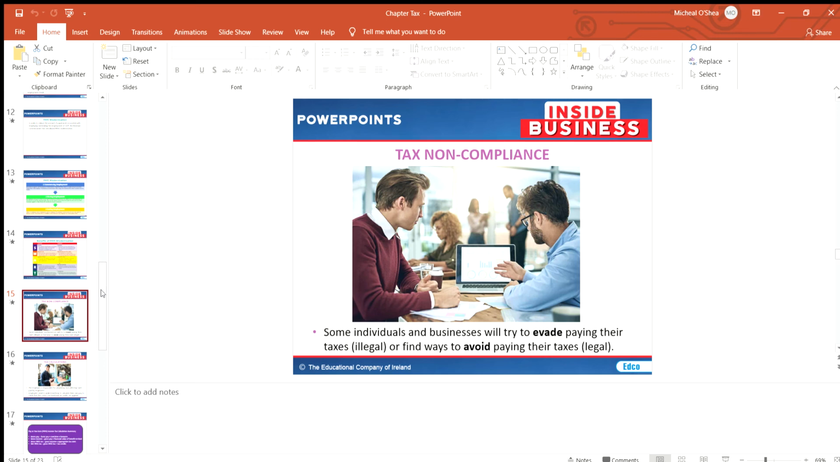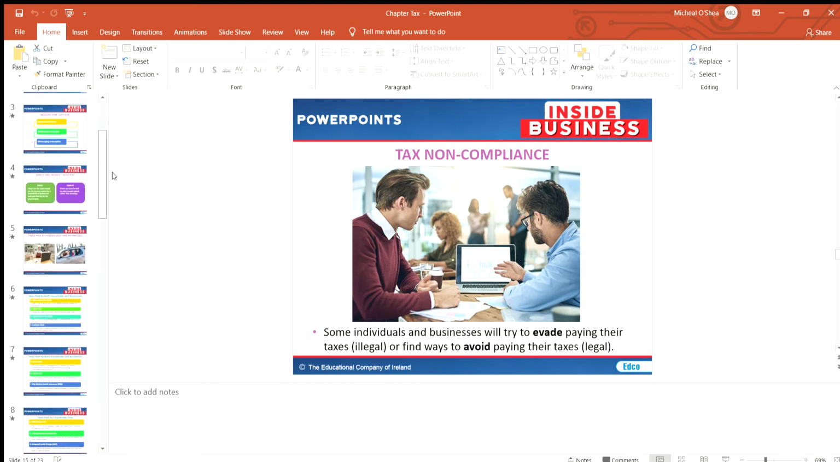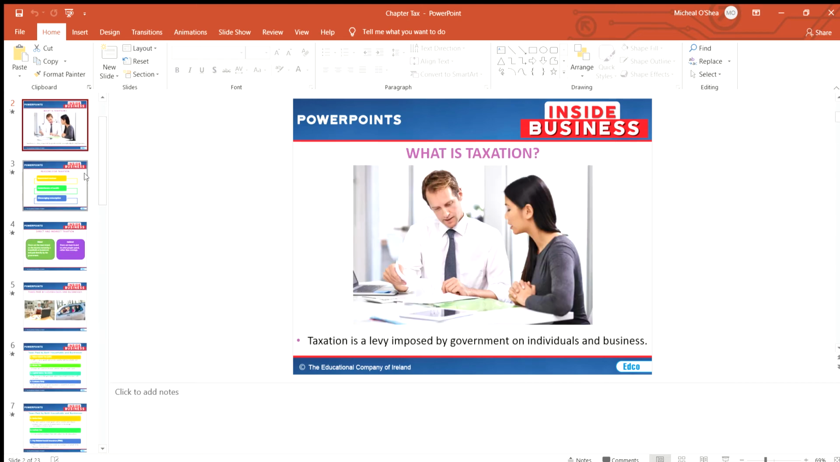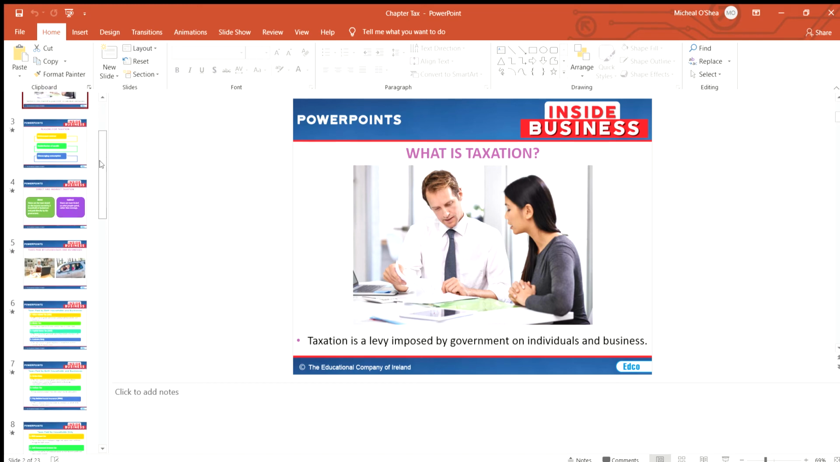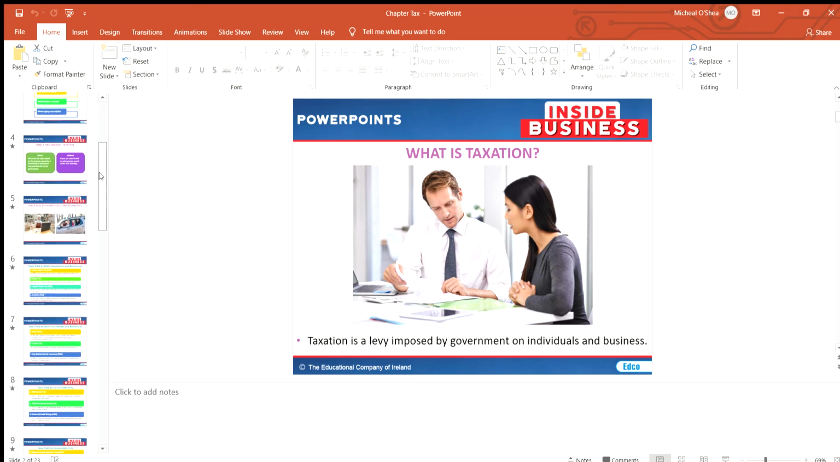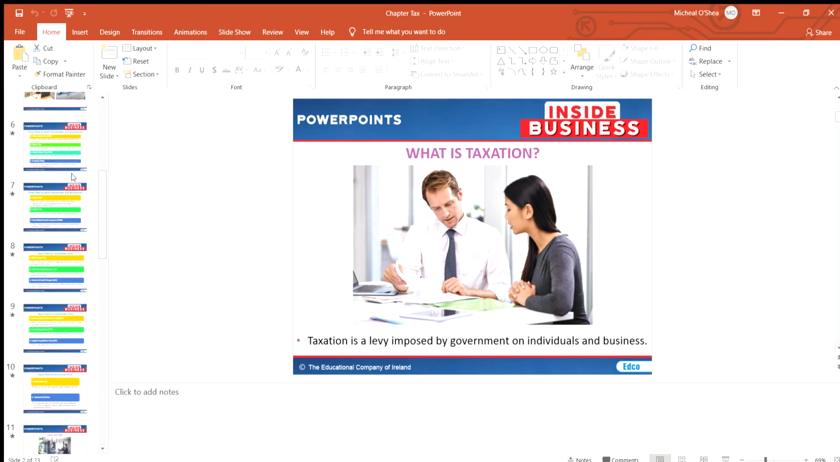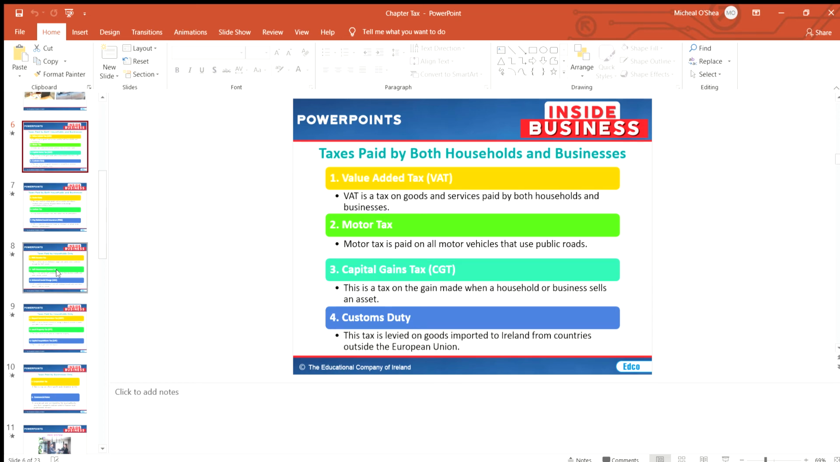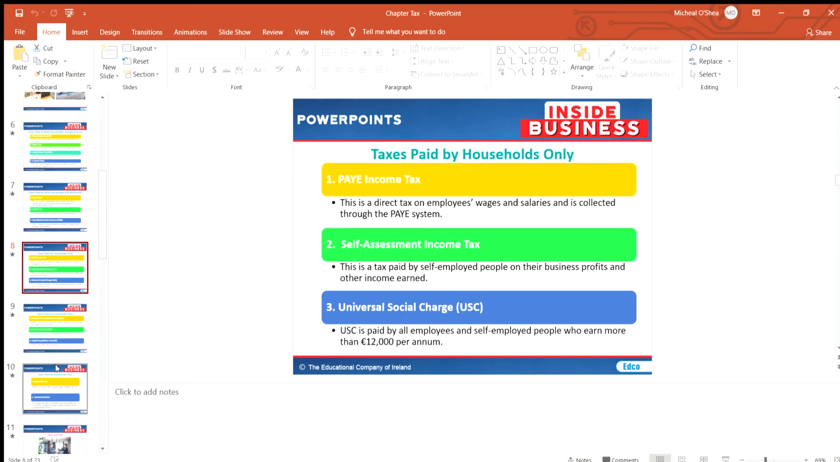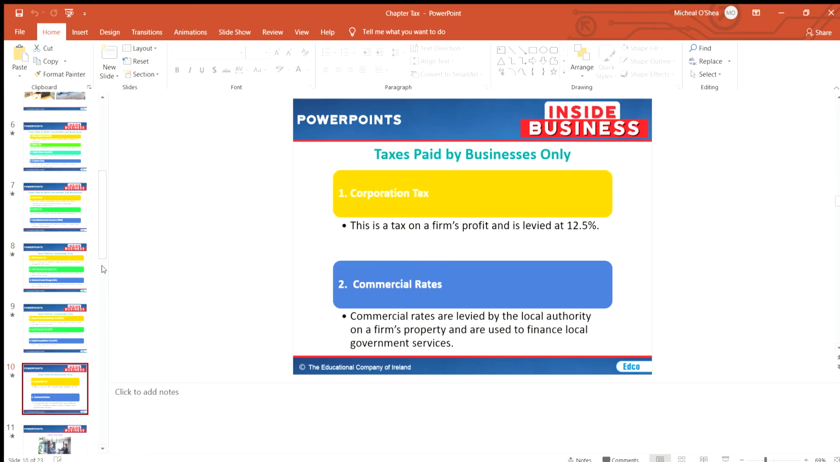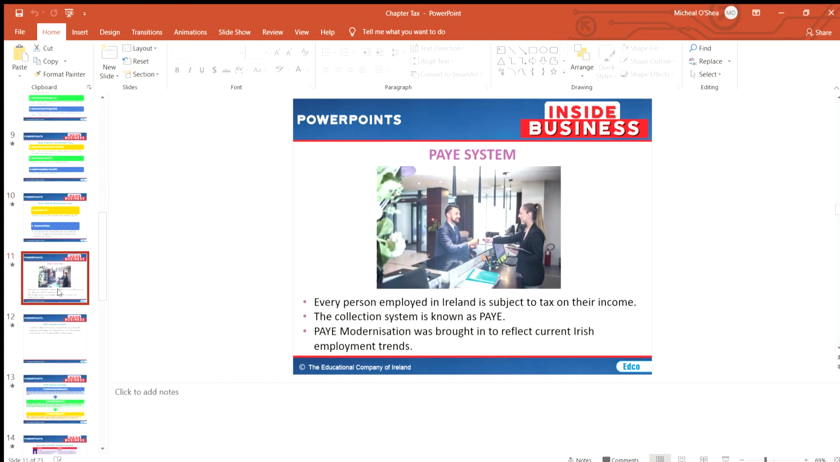This is our next lesson on tax. We're just going to be finishing the theory in the chapter, and we spend most of the time looking at what tax is: a levy imposed by the government on individuals and businesses, something people have to pay. We focused on tax with households and businesses. We'll be looking at that again soon, and mainly focused down here on PAYE.